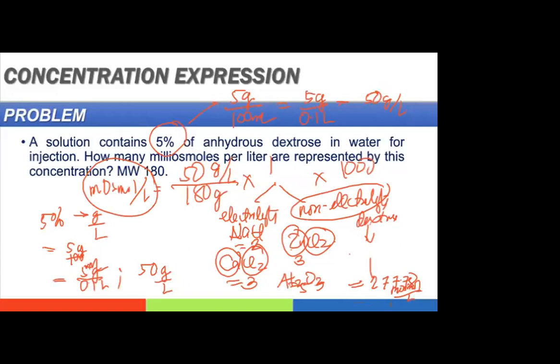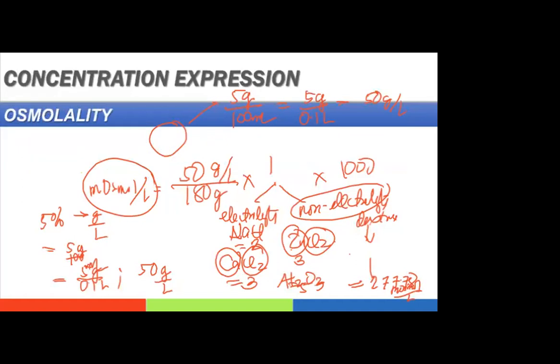$277.78, or 277.78 milliosmol per liter. Osmol per liter. Thumbs up if you got it. Did you get it? Okay, next tayo.